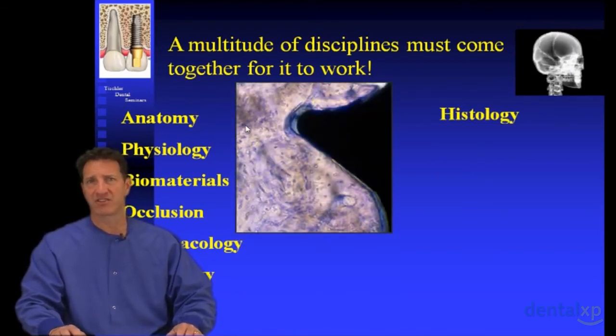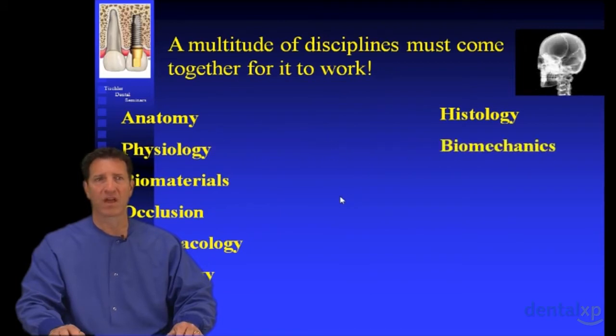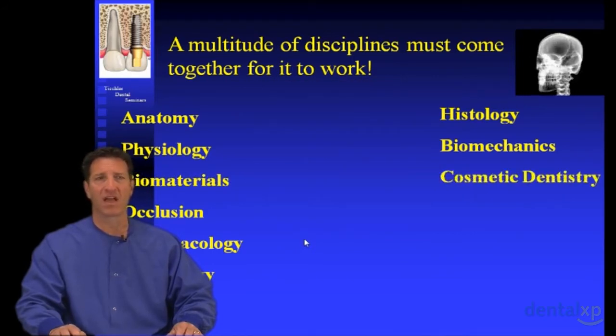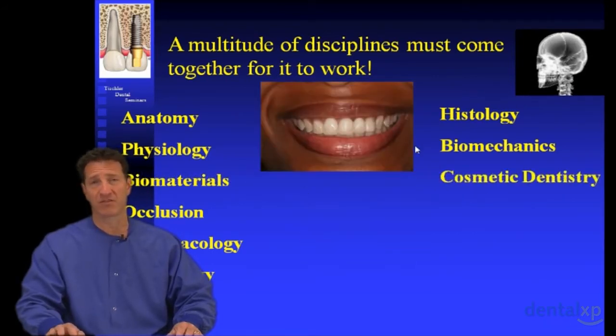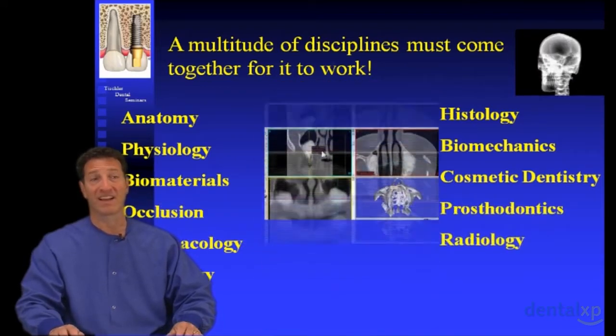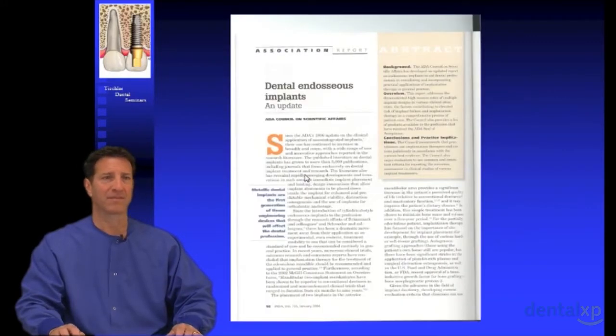I feel as a clinician doing the surgery that it really helps to understand the histology of what's happening with the bone. Biomechanics are important to avoid prosthetic failures and the different metals and parts and pieces that are involved. And cosmetic dentistry is a big part of this whole implant discipline. Certainly prosthetics are involved. Radiology is involved with diagnosis and treatment planning. And so we have a lot of things that come into play to really do this well.